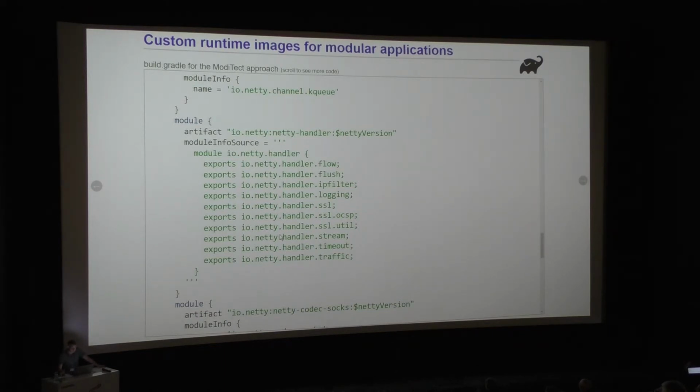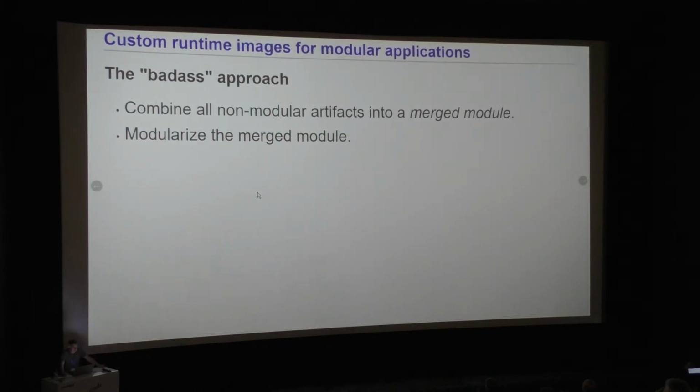And because I'm lazy and I didn't want to configure so many module descriptors in my build script, I asked myself if there is another way to do it. And I came up with an approach which I named the Badass approach. The idea here is to combine all non-modular artifacts into a single one, into a so-called merged module. And then all we need to do is to modularize this merged module. And I also created a Gradle plugin that implements this approach.